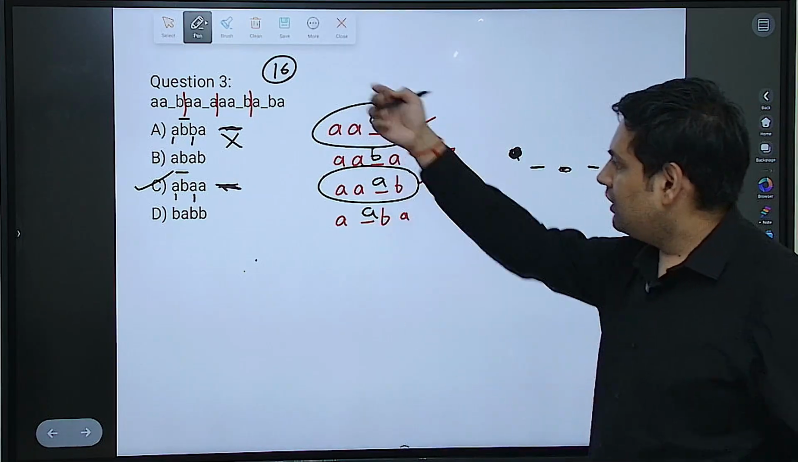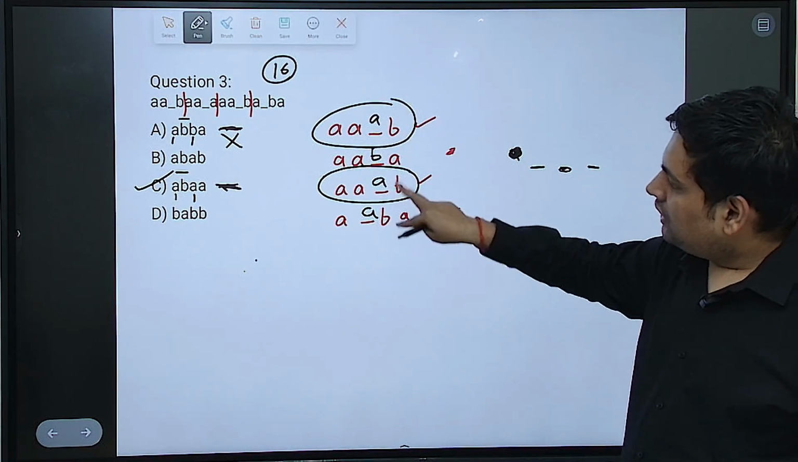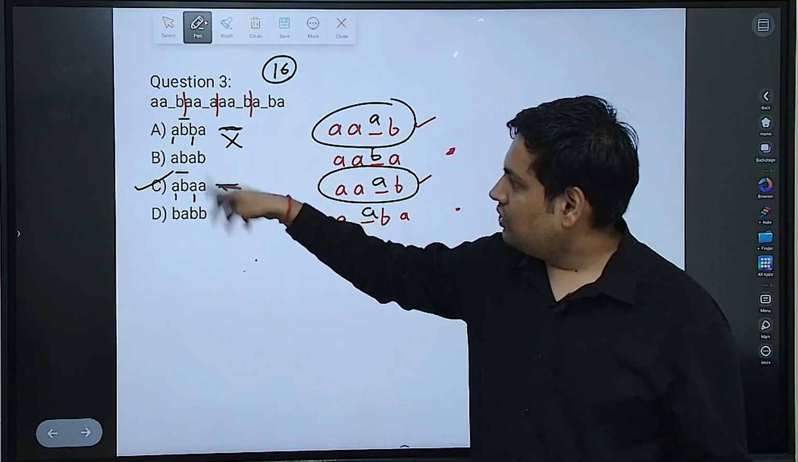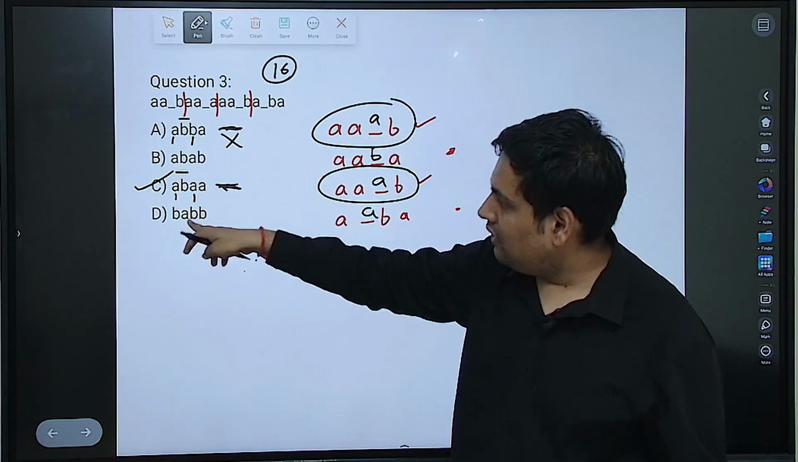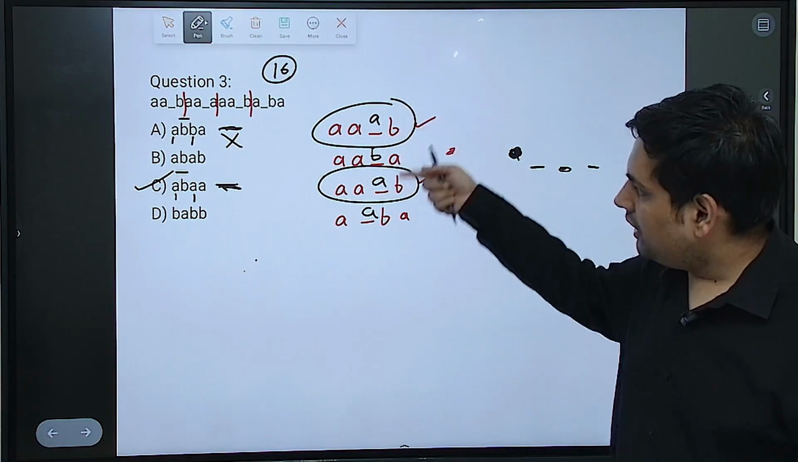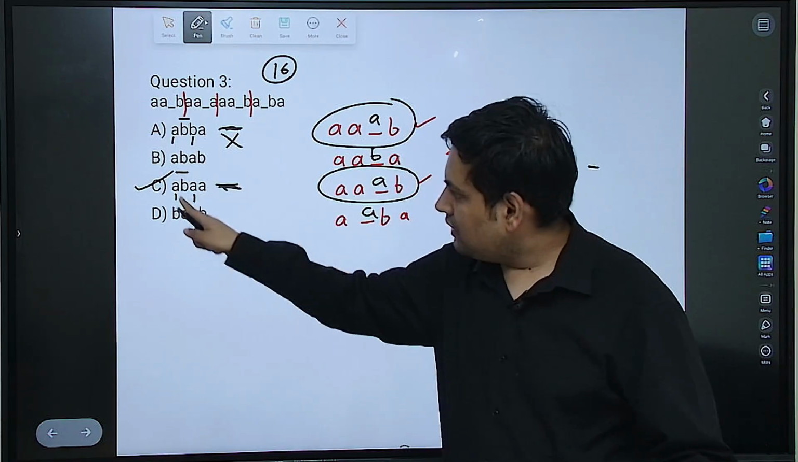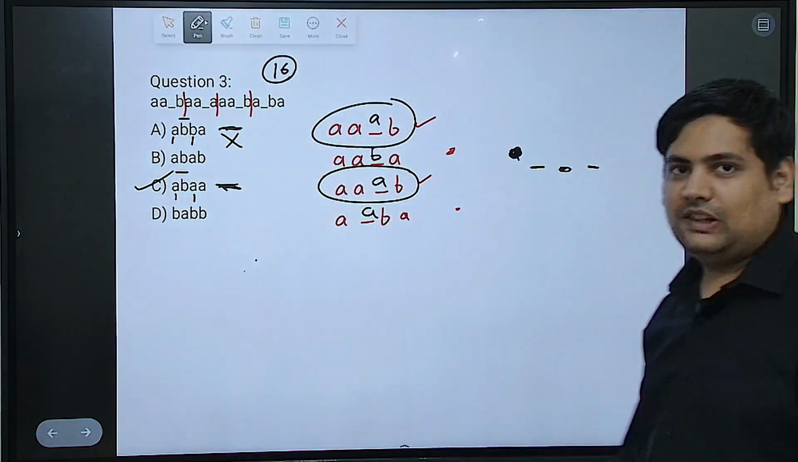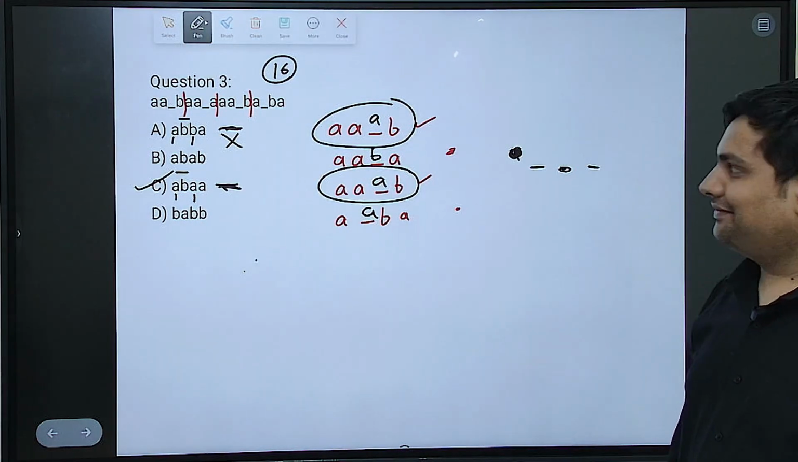First thing what you did, you first found out whatever B and A that you were able to find. Using this A as last letter, you eliminated two options. You got A or C. Now between A and C, what you saw, that first and third letter has to be same. First and third weren't same. First and third were same. So you get to answer C. Okay, understood? Then next.